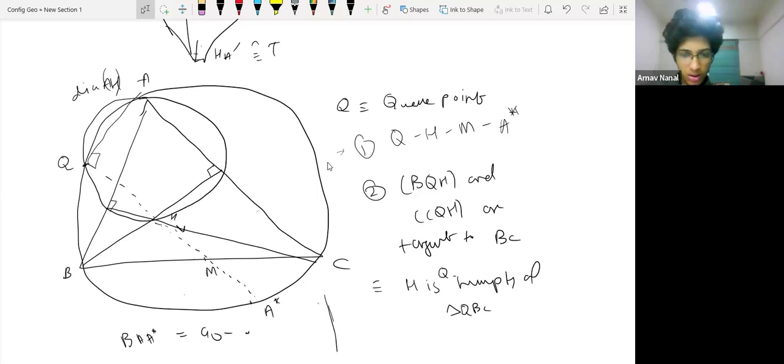Okay, so angle chasing works. You can try to complete it. Then we will do another approach, which is using power of a point that we did above. Can you use power of a point with respect to M and show that H is the Q Humpty?